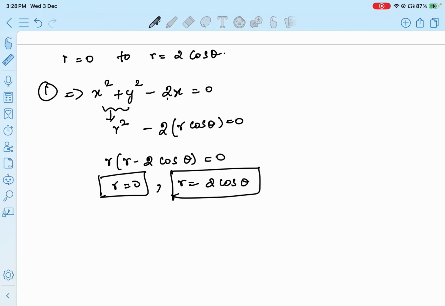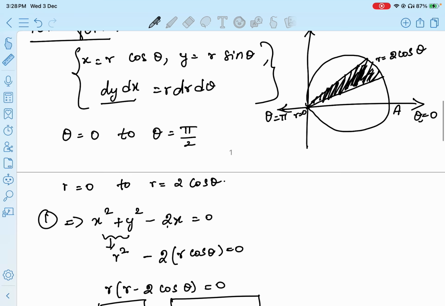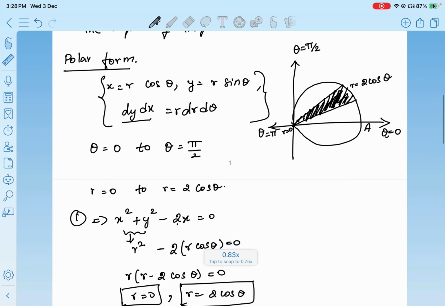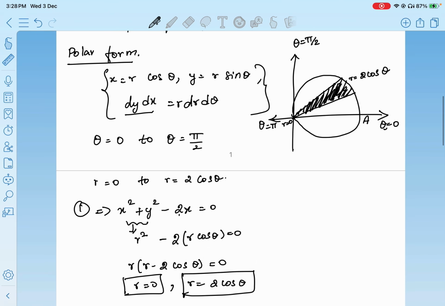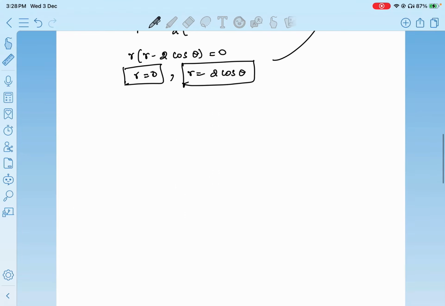This is how, using this, I have drawn this image. It is advised to draw the image after solving the equation. After finding the r values you can draw the image, and then you can know whether it is 2 cos theta or not. Hence r equal to 0 and r equal to 2 cos theta.